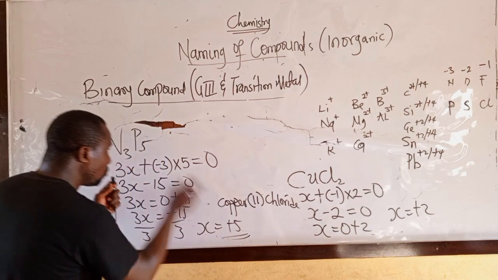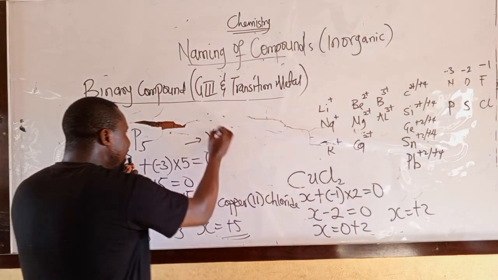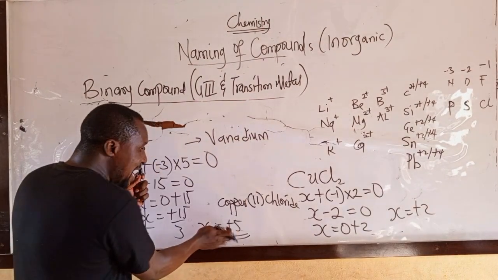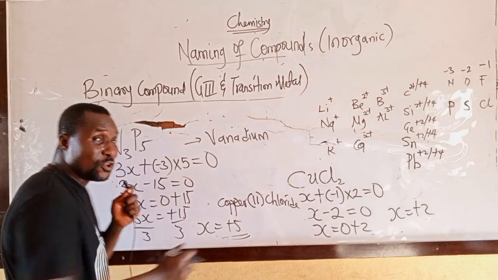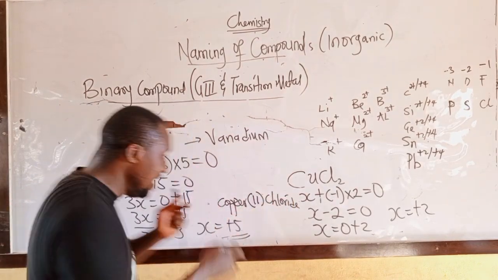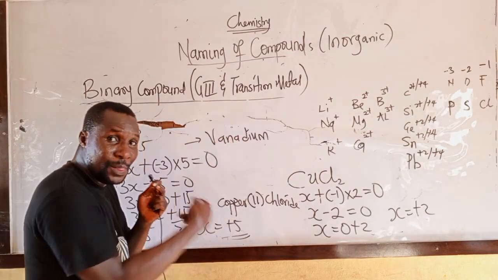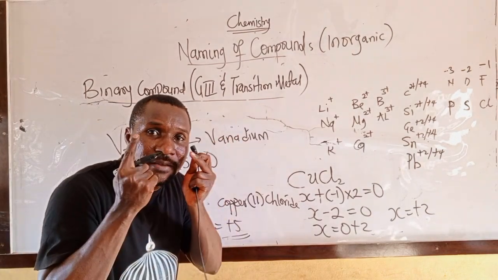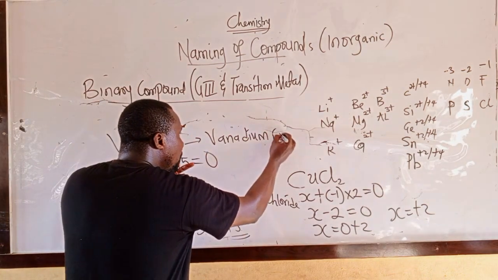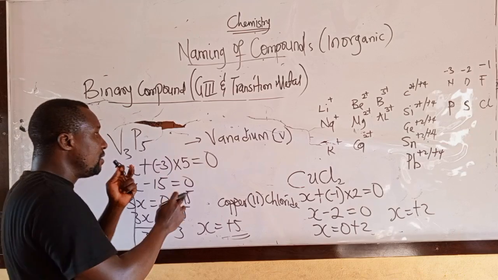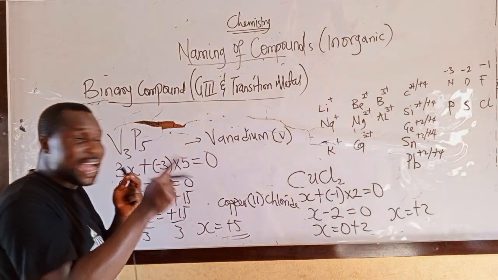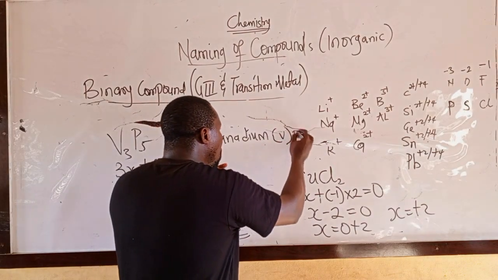Then what will be the name of this compound? Vanadium. Vanadium indicates the oxidation number of vanadium because it's a transition metal that has a variable oxidation number. Indicate the oxidation number of vanadium in this compound using Roman numerals. That is vanadium(V). Then phosphorus is the last element, which we carry what? -IDE.